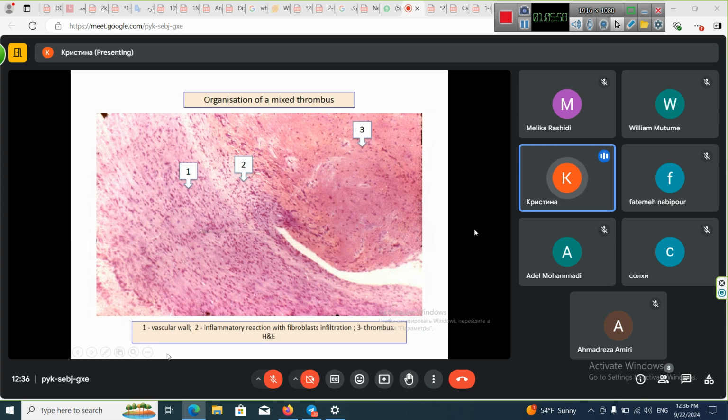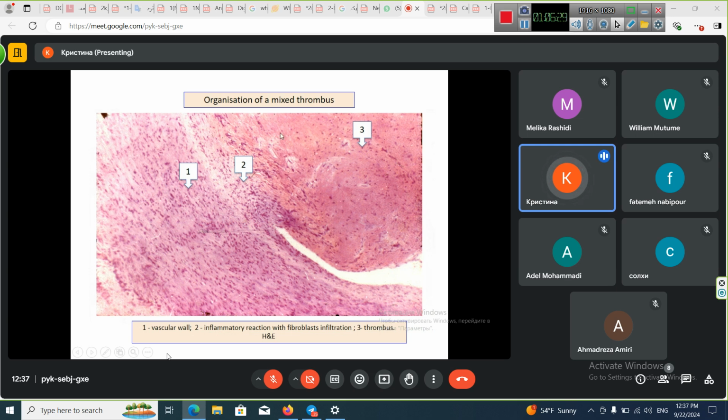Almost the same picture at high magnification, organization of a mixed thrombus. Number one is for the vascular wall. This is the vascular wall. So here should be the endothelium of the blood vessel. Here it is. Number two shows the inflammatory reaction with fibroblast infiltration, and number three is for thrombus.